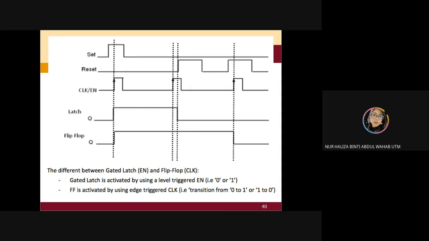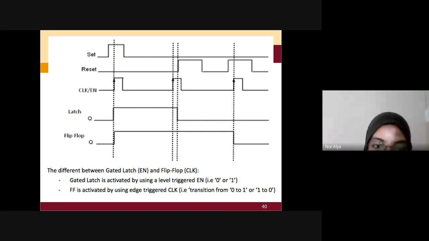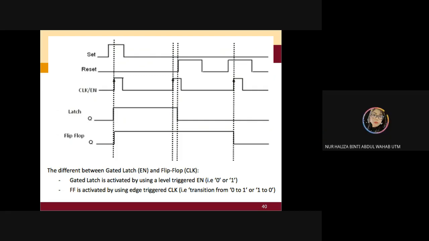So far, okay. No question, doctor. For now, clear. Okay. Let's proceed with another example.